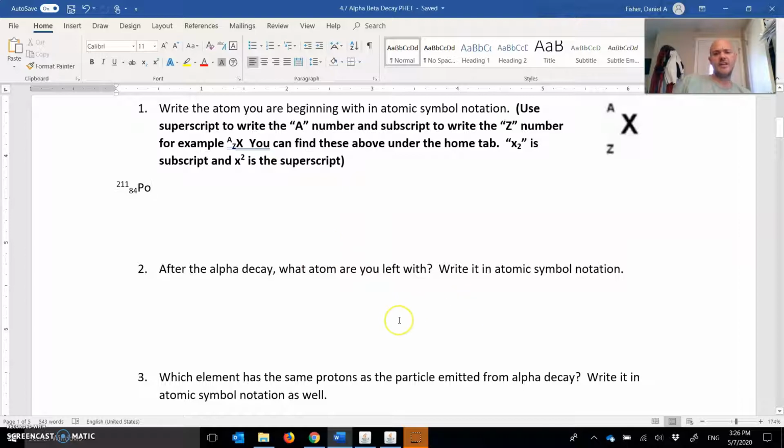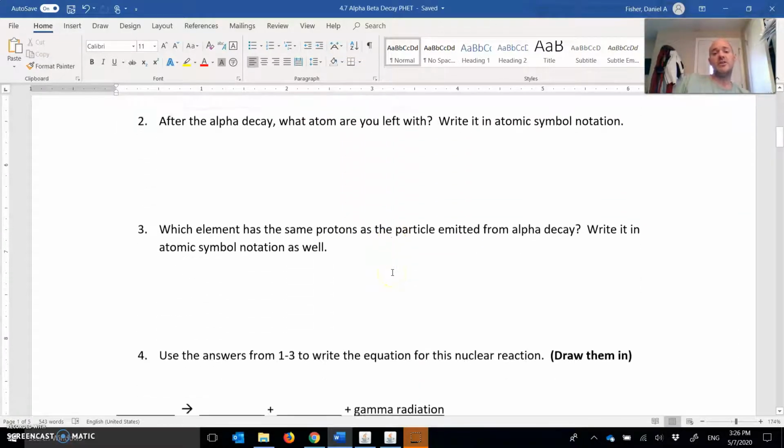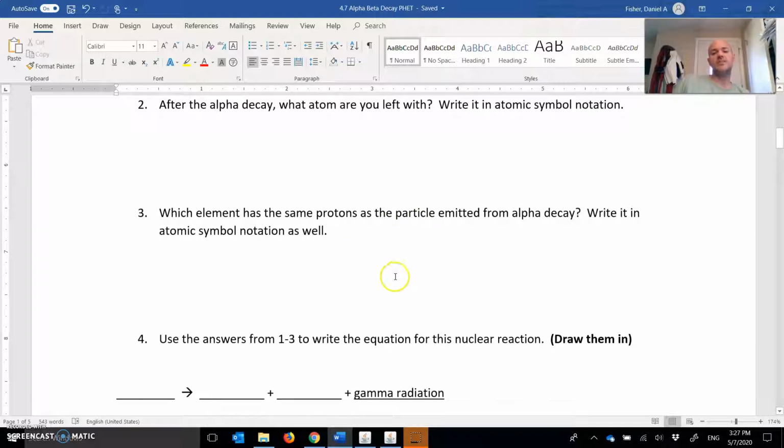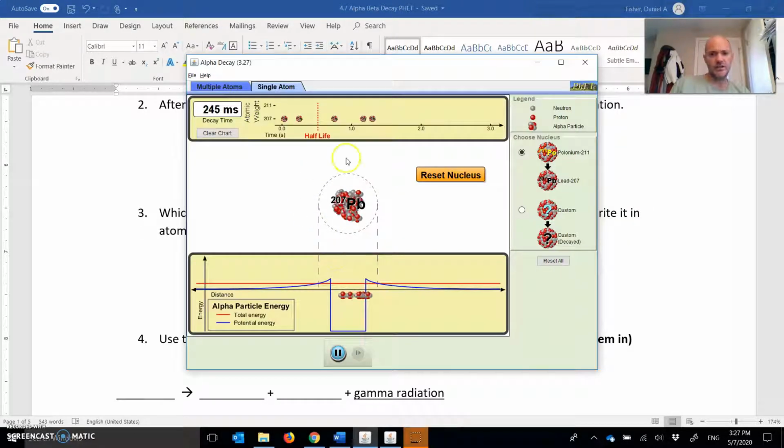After the alpha decay, what atom are you left with? I'm going to leave you to figure that out. What element has the same protons as the particle emitted from alpha decay? Write it in atomic symbol notation. So here's what I will encourage you to look at. We know that it lets off 1 particle, right? We start with polonium-211 and we end with lead-207.